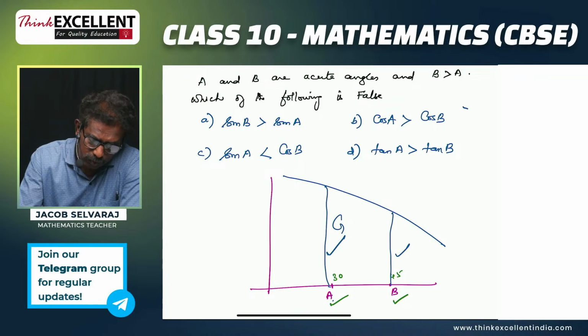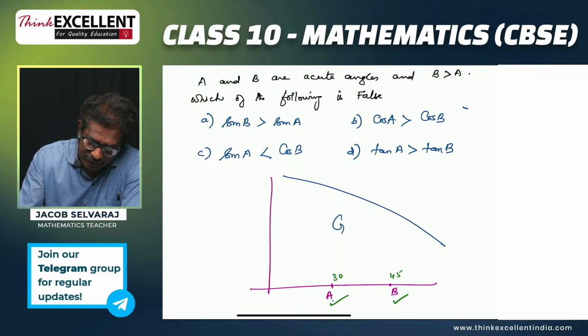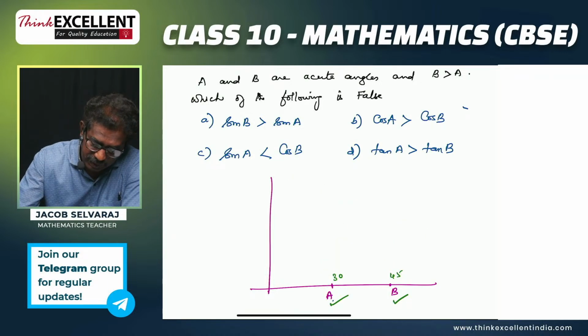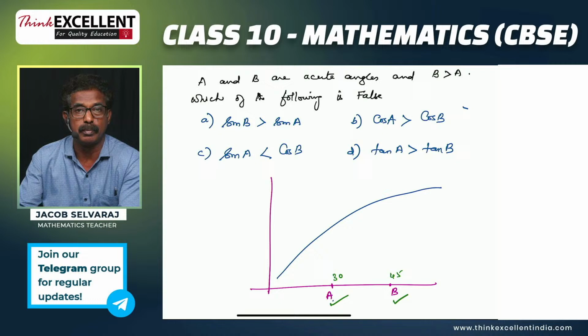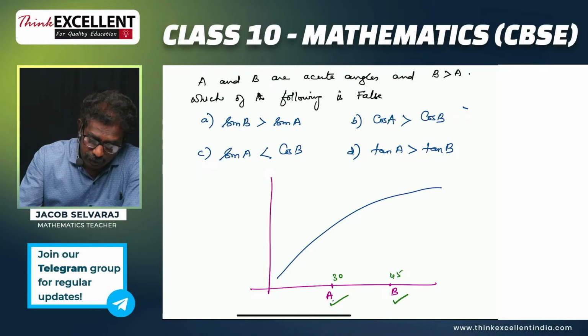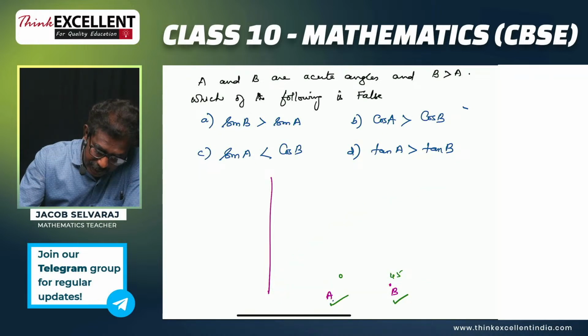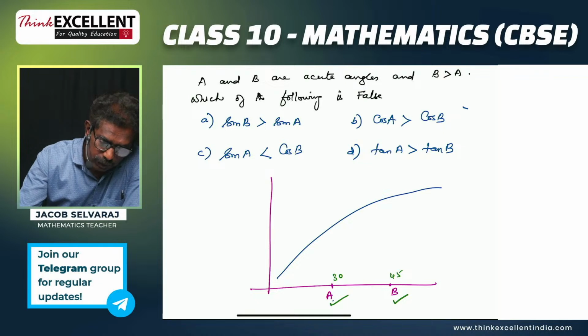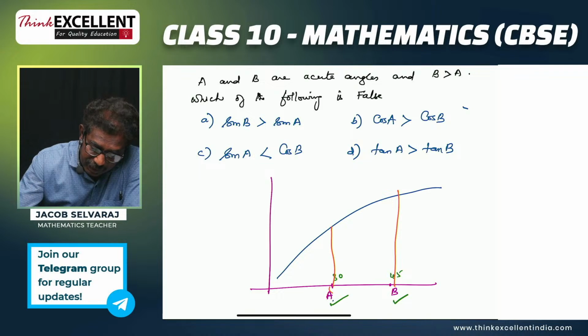Look at the fourth one, you see tan. For tan, the function is increasing, right? So it will be like this. From 0 it goes up to infinity. Tan A, this is tan A. Tan B, this is tan B. Tan B is greater. Tan A is smaller than tan B, right?